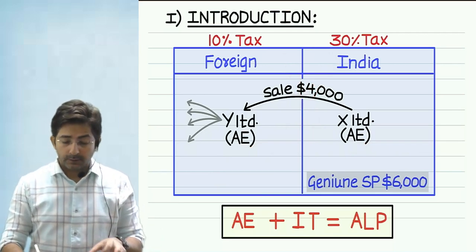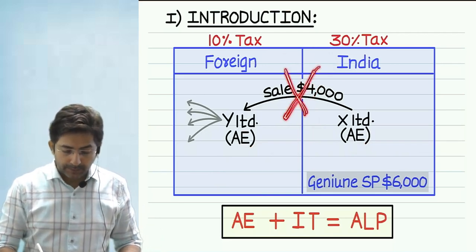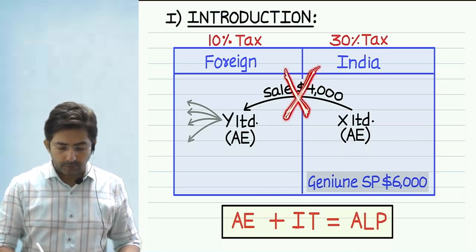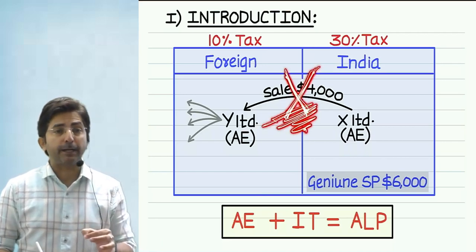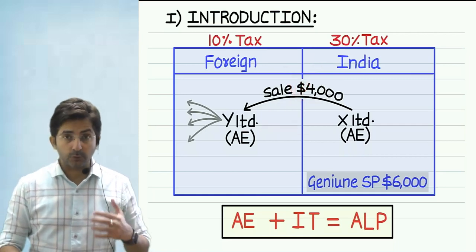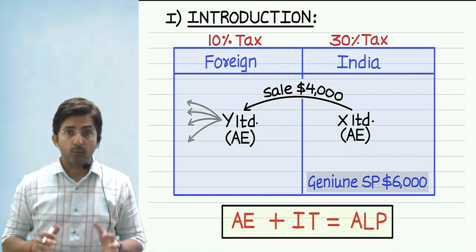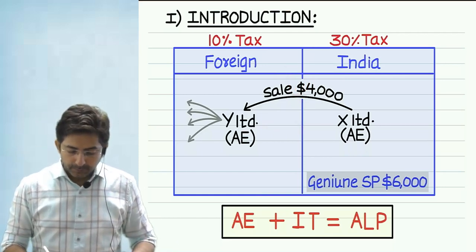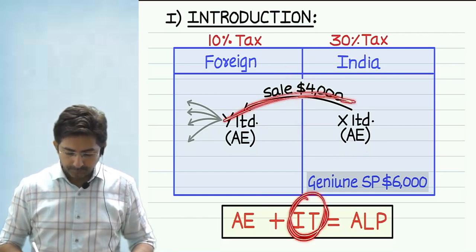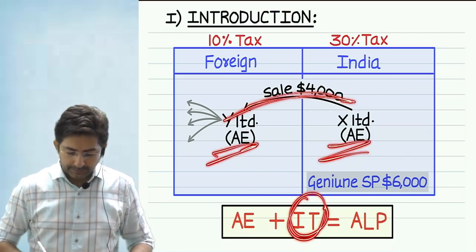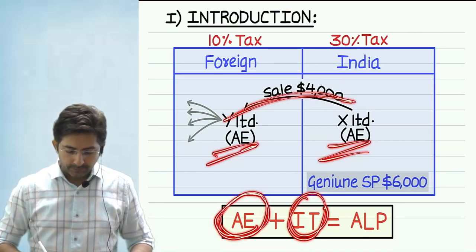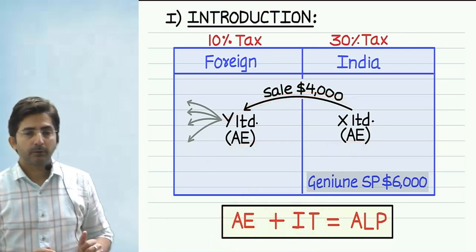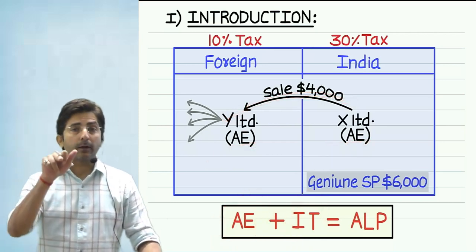Okay? Since they have manipulated a price, they have created base erosion and profit shifting. So we cannot trust their price. So there is a need to find out the genuine price. So this was why to compute ALP. And then when to compute ALP? Whenever there is an international transaction between associated enterprises. Whenever these two conditions are satisfied, at that time you have to compute ALP. So this was when.